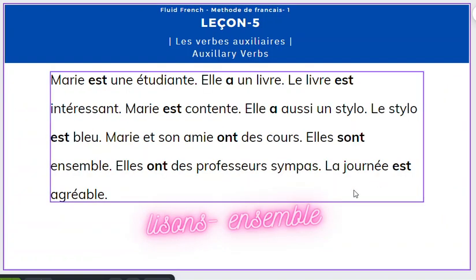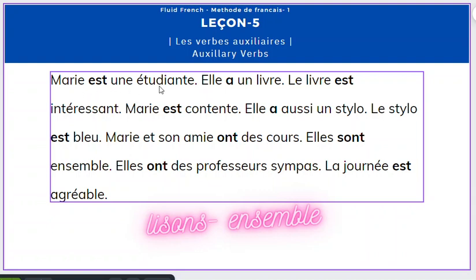Okay, now I have put, this is very interesting, together some sentences like a text or paragraph where I have used both and I have highlighted how these two are used, être and avoir. Marie est une étudiante. Elle a un livre. Le livre est intéressant. Elle est contente. Elle a aussi un stylo. Le stylo est bleu. Marie et son amie ont des cours. Elles sont ensemble. Elles ont des professeurs sympas. La journée est agréable.